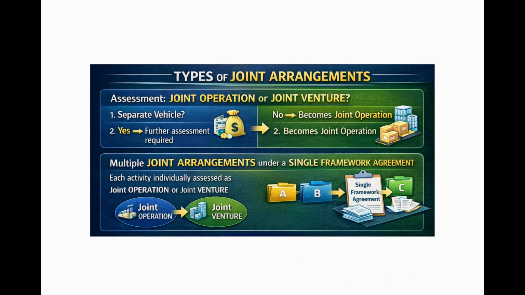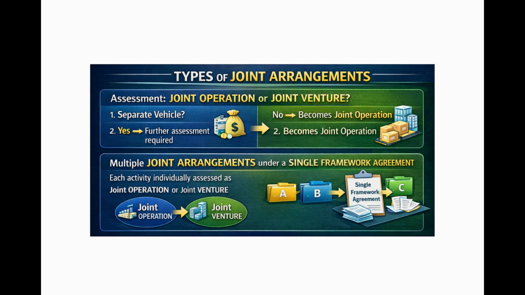Part 2. Terms of the contractual arrangement. Now assume a separate vehicle exists and legal form indicates joint venture. We now check the contract. Key rule, contract can override legal form. When contract indicates joint operation, even if legal form suggests joint venture, it becomes a joint operation if the contract gives rights to assets and obligations to liabilities. This means parties share costs, expenses, and liabilities. Creditors can claim directly against the parties.